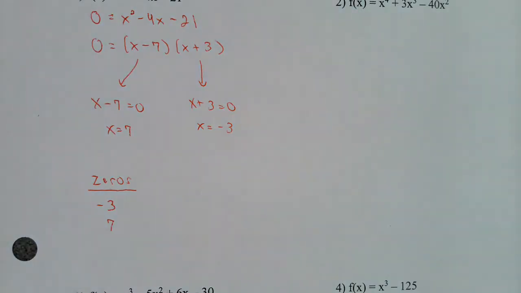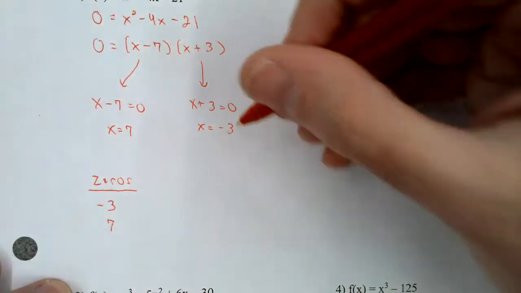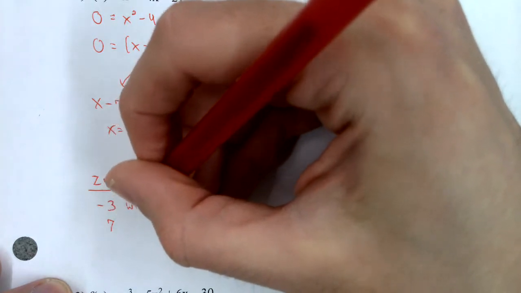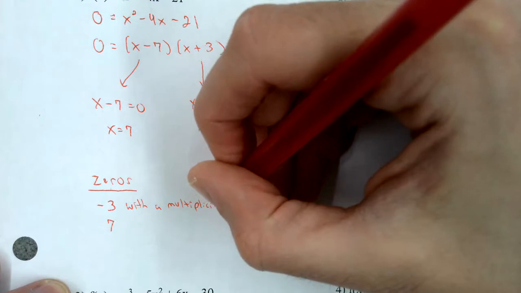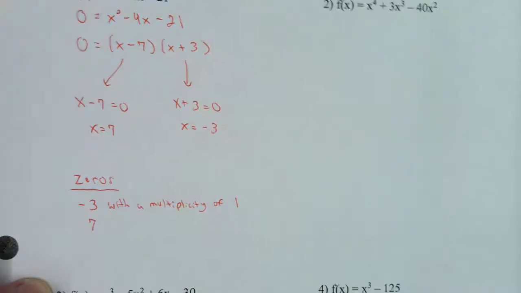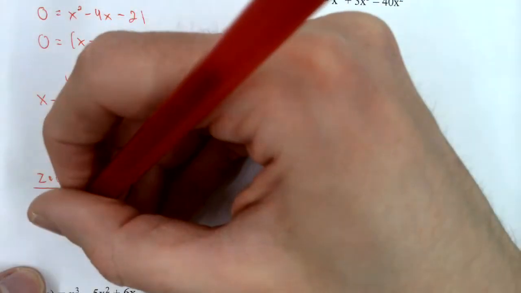And you have to state the multiplicity of each. So negative 3 with the multiplicity of 1 because it occurs once. And then 7 with the multiplicity of 1 because it occurs once also.